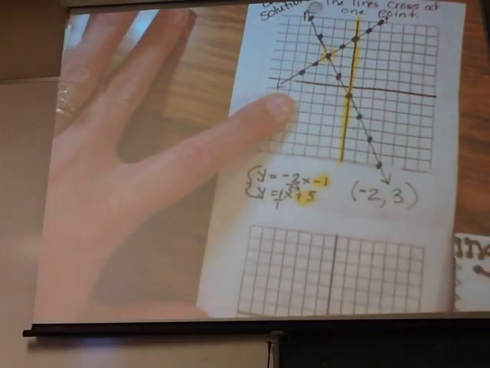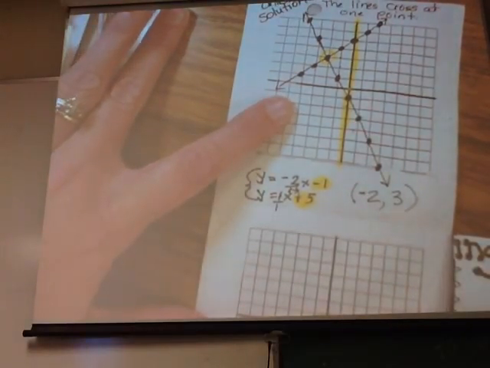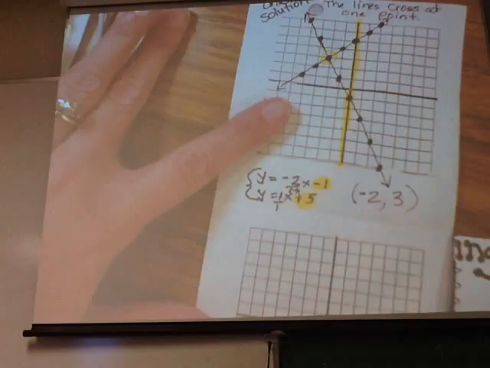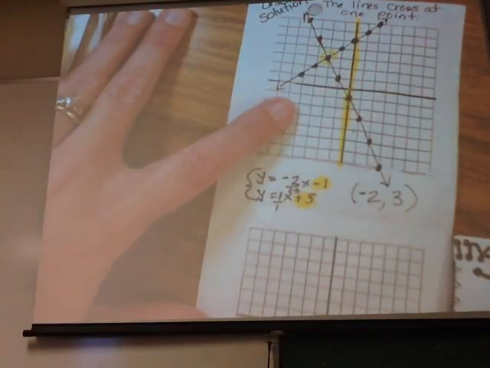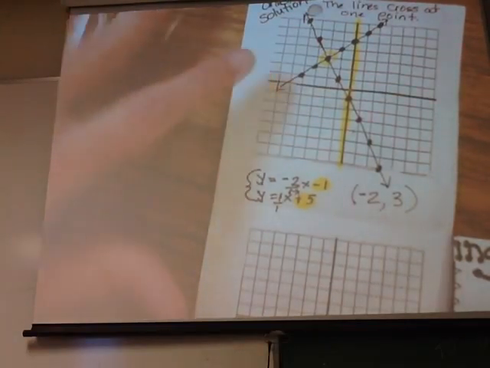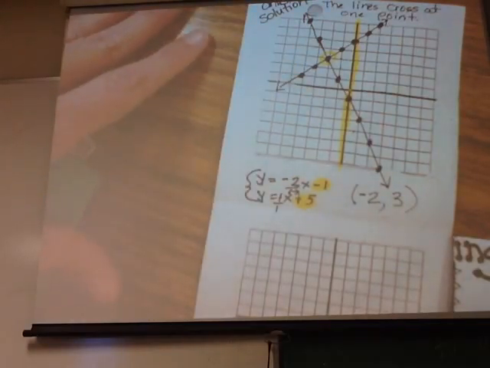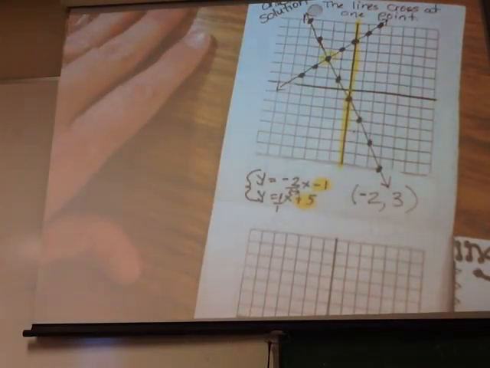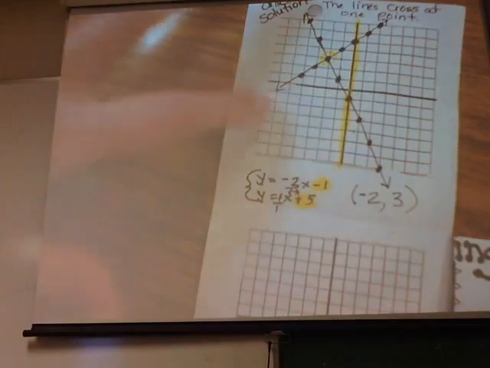That's where the two lines intersect. And you're finished with that problem. Now, was that too awfully difficult? No, not if you know how to graph. If you're unsure how to graph, I can see how this could be really frustrating for you. So make sure we know how to graph these.